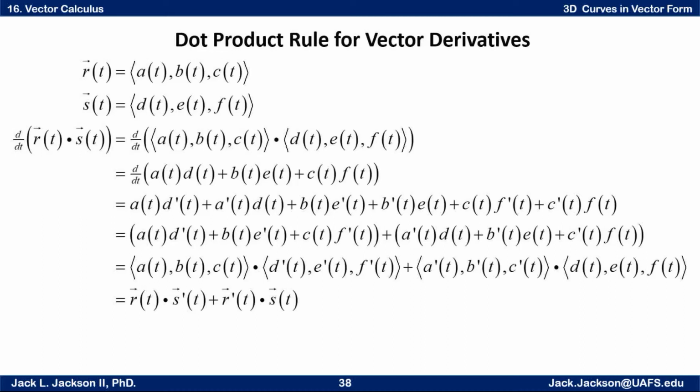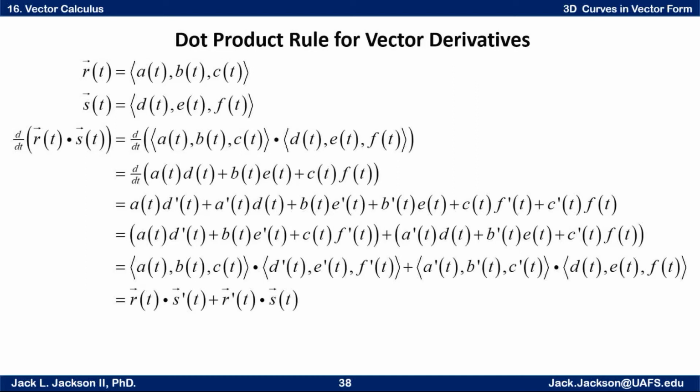Now what I want to do is group it together so the ones that have the primes on the second one, d, e, and f, are together, and the ones that have primes on a, b, and c are together. Grouping those together, we can see that this first group of three is actually a dot product of a, b, c with d prime, e prime, and f prime. A dot product of those vectors. And the second one is a prime, b prime, c prime, that vector dotted with the vector d, e, f. And of course that means that a, b, c is r, d prime, e prime, f prime is s prime, and so forth.